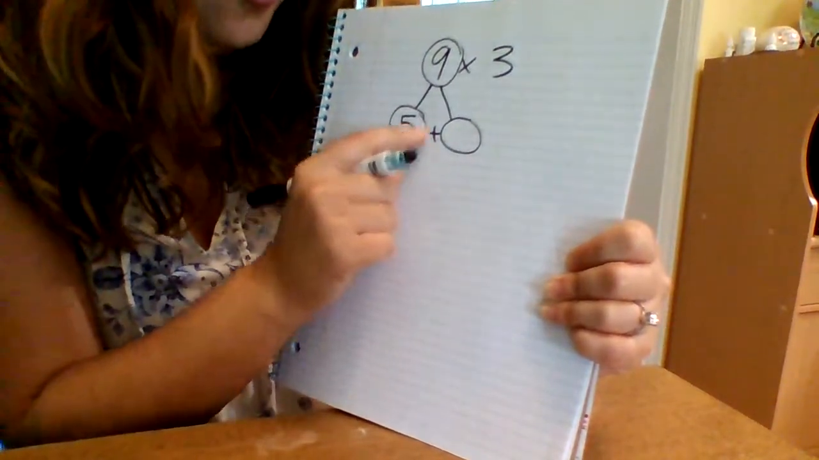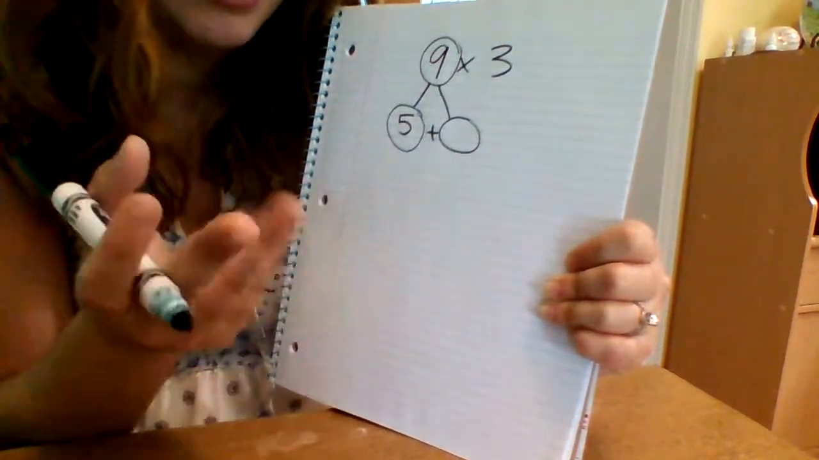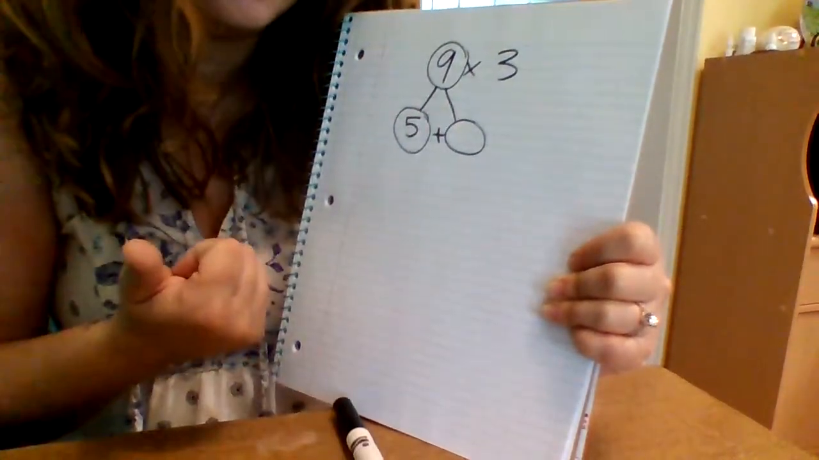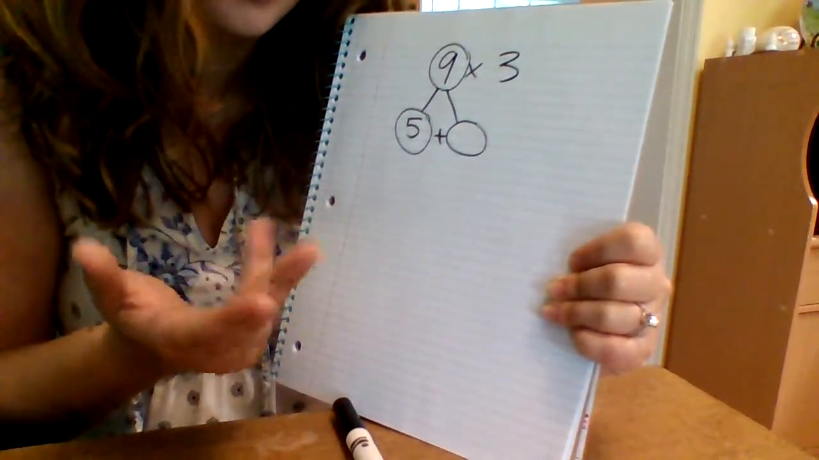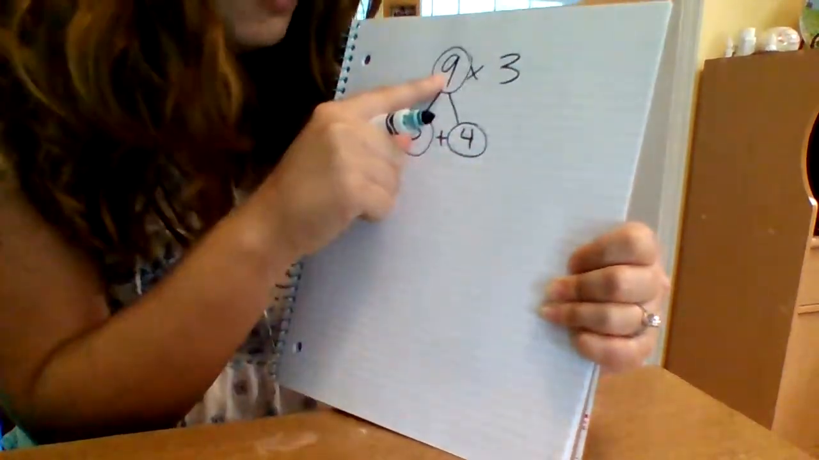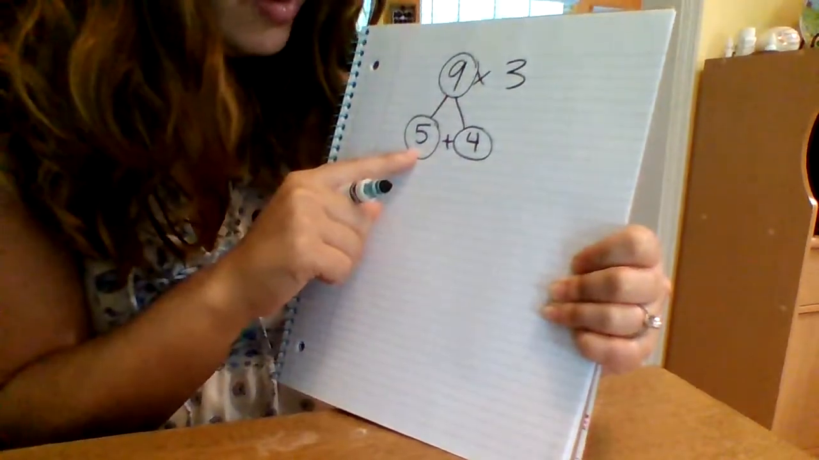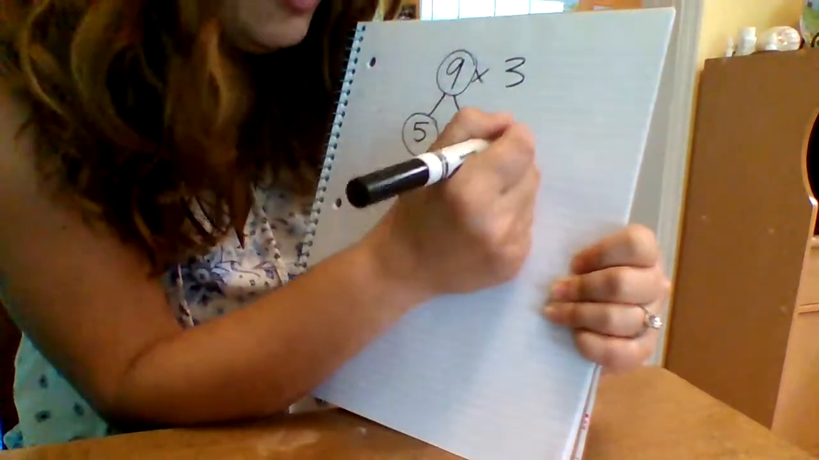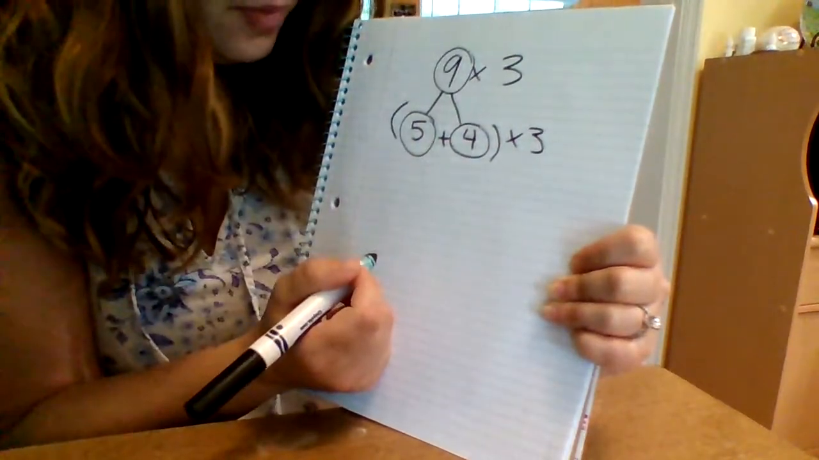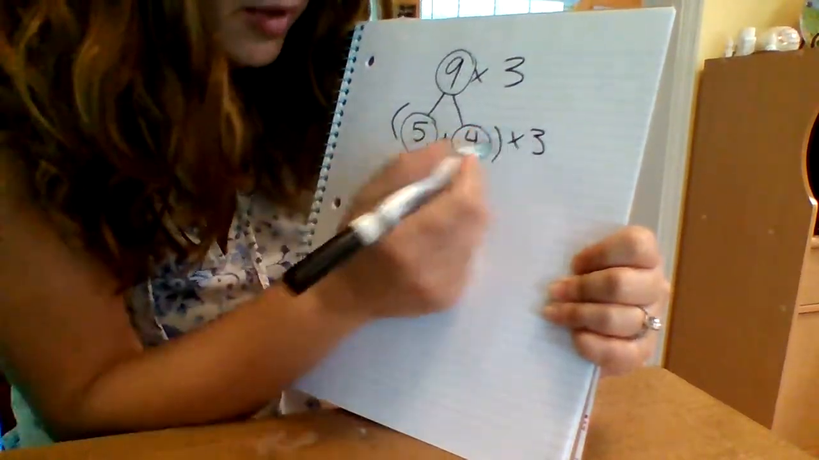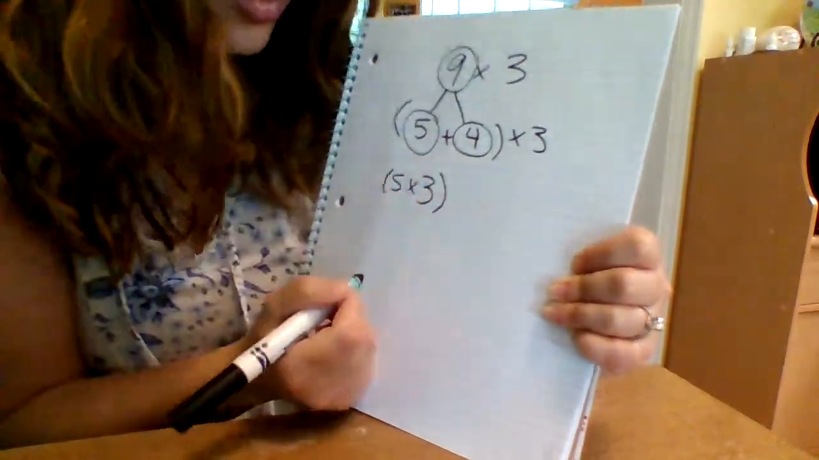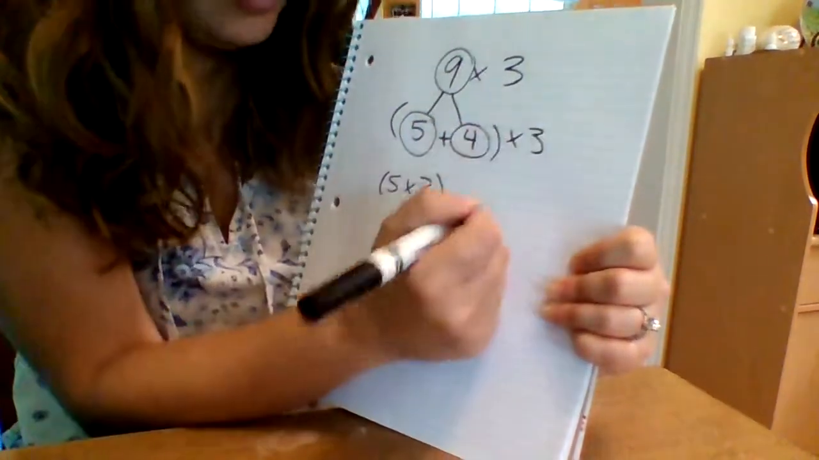Do you know 5 plus what equals 9? What number can you add to 5 to get 9? 5, 6, 7, 8, 9. 5 plus 4, right? So mommy and daddy 9 get a divorce. They break up into 5 plus 4. They're still both going to see baby 3. Okay? So first mommy sees the baby, 5 times 3. Then daddy sees the baby, 4 times 3.